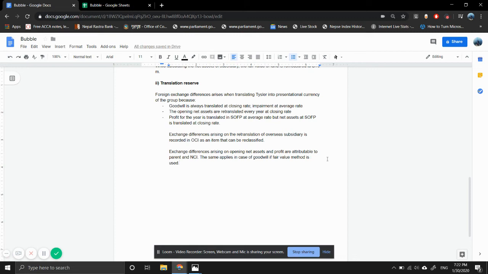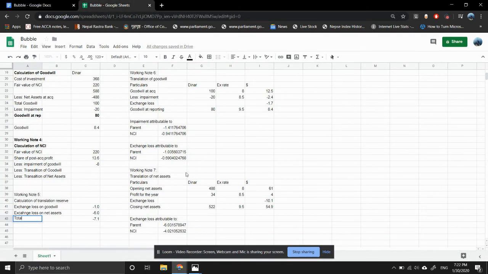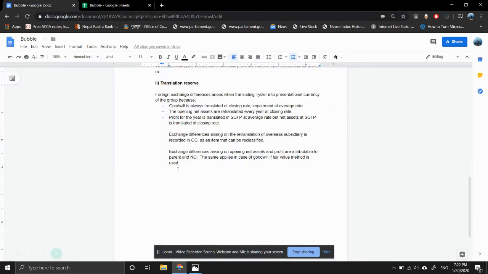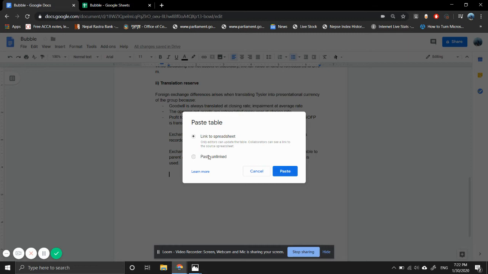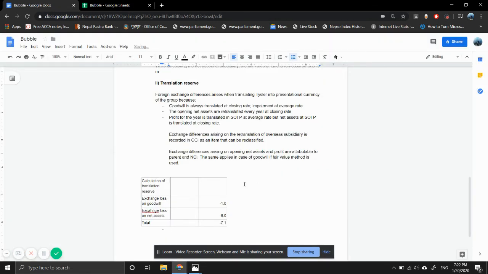Anything else that we missed? Let's give them the translation, this thing as well. Calculation of, give them that, and then that should be the answer.